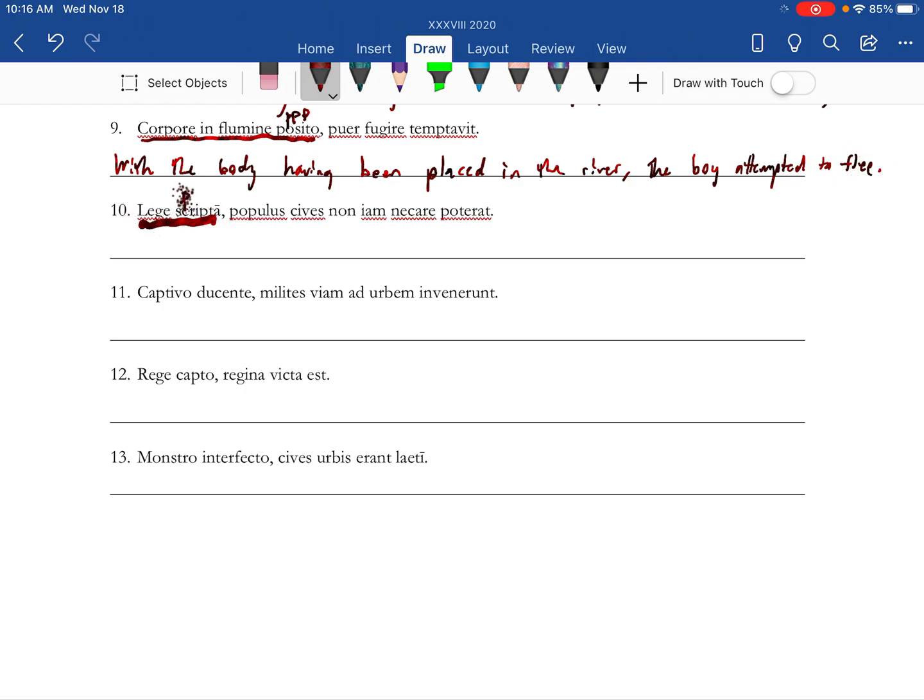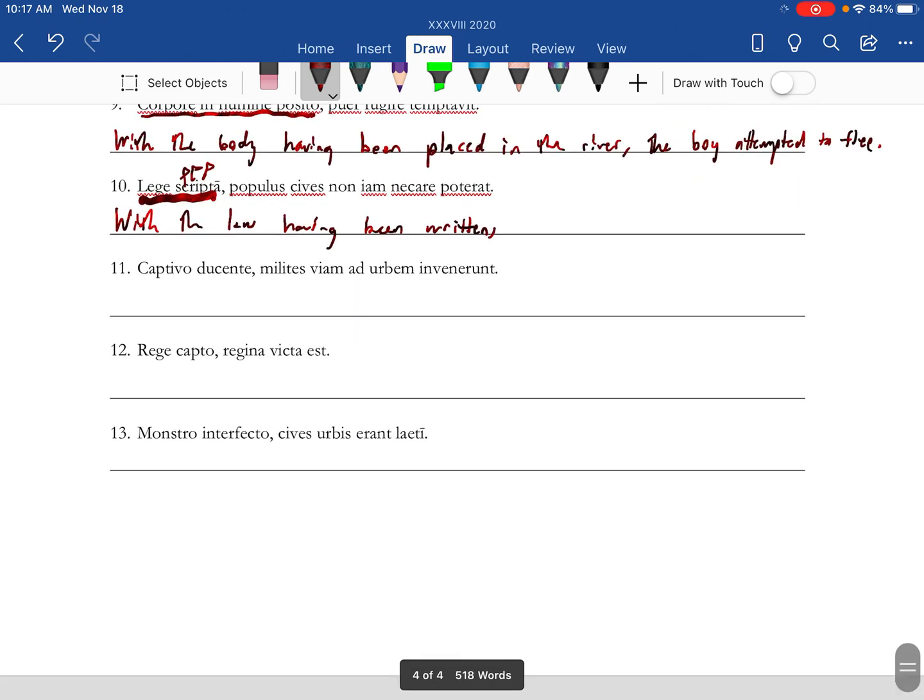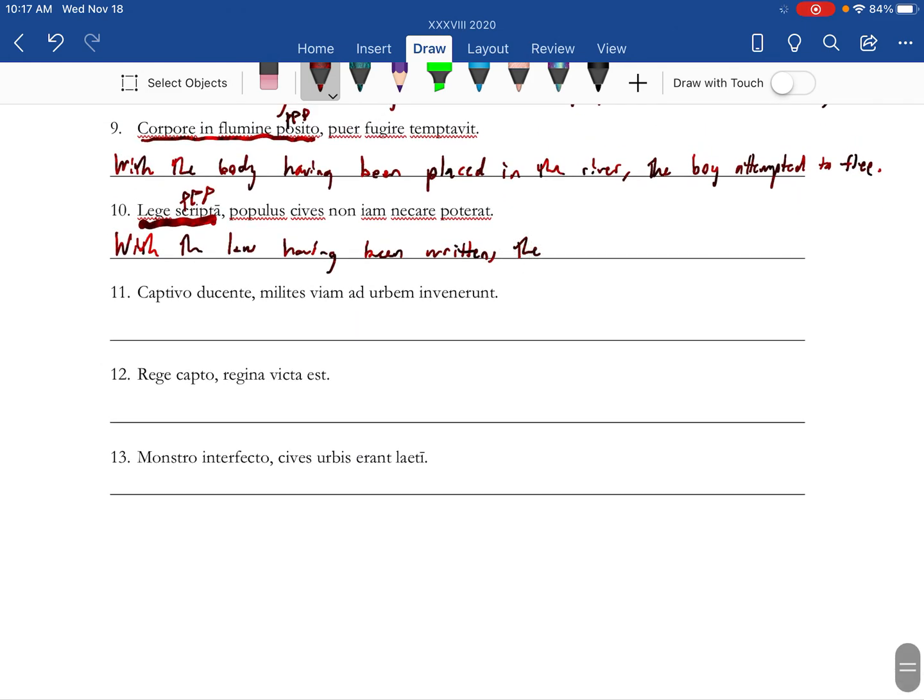Here's our ablative absolute with a perfect passive participle. With the law having been written, the people were no longer able to kill the citizens.